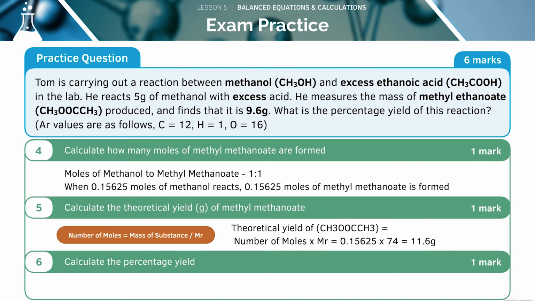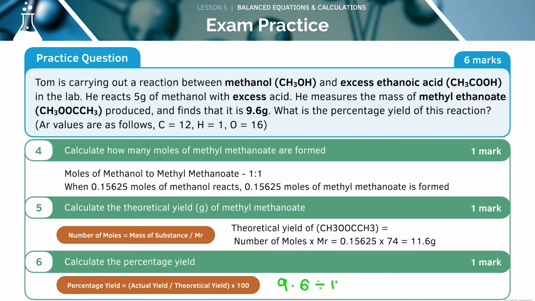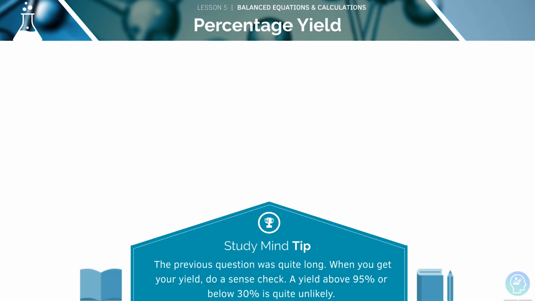Finally, we can calculate the percentage yield by using the values of the actual yield provided in the question and the theoretical yield we calculated in step 5. So here we would write 9.6 divided by 11.6 times 100, giving us a value of 82.8%.